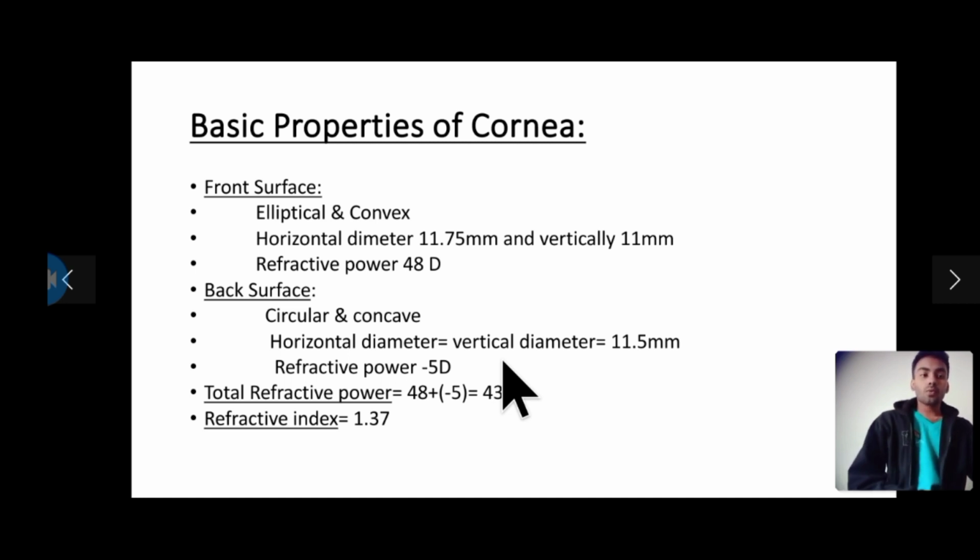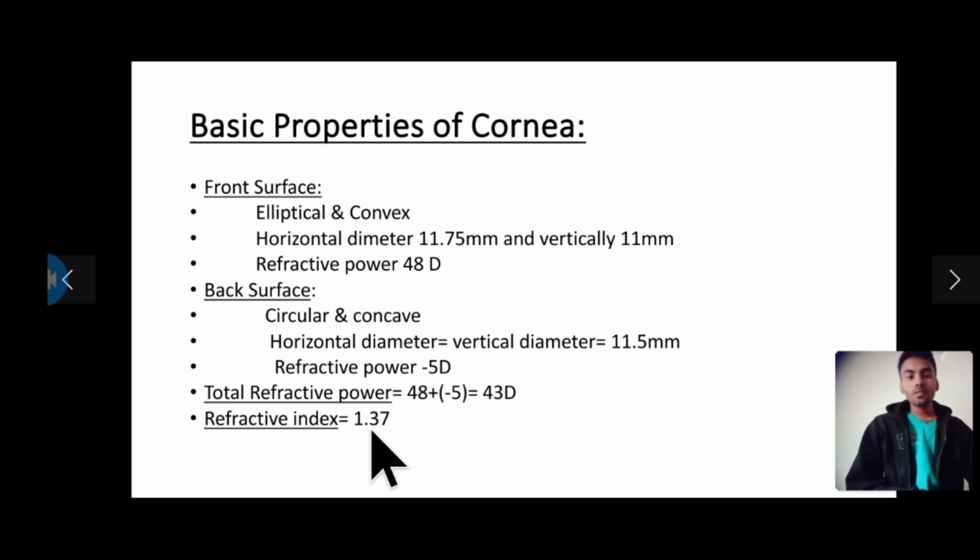Okay, so till now we have learned that the front surface power of the cornea is plus 48 and the back surface power of the cornea is minus 5 diopter. Okay, so the total refractive power of the cornea is 48 plus minus 5, that results in plus 43 diopter. So the total refractive power of our cornea is plus 43 diopter. Okay, and we know that the total refractive power of our eyeball is plus 60 diopter. So maximum refractive power is covered by our cornea. So cornea is an important refractive medium for our eyeball. Okay, and the refractive index of the cornea is 1.37.